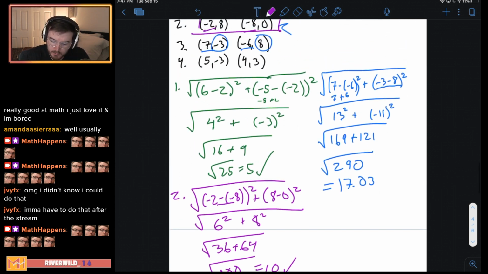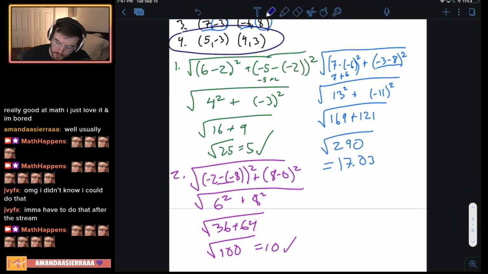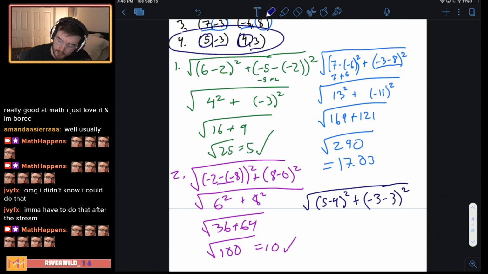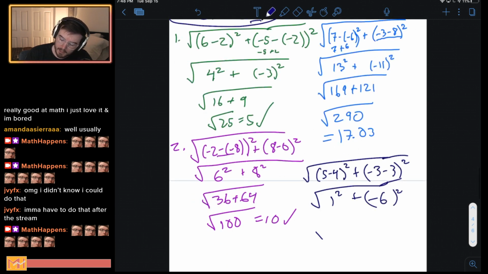And the last one here, for good measure, the square root of, again, I just look at these first two numbers here: 5 minus 4 squared plus -3 minus 3 squared. So I end up with 5 minus 4, that's just 1, easy. -3 minus 3, that is -6. Sorry, almost misspoke there. That's -6 squared. So 1 squared is 1. -6 squared, the negatives cancel. Don't forget that. We end up with a positive 36.